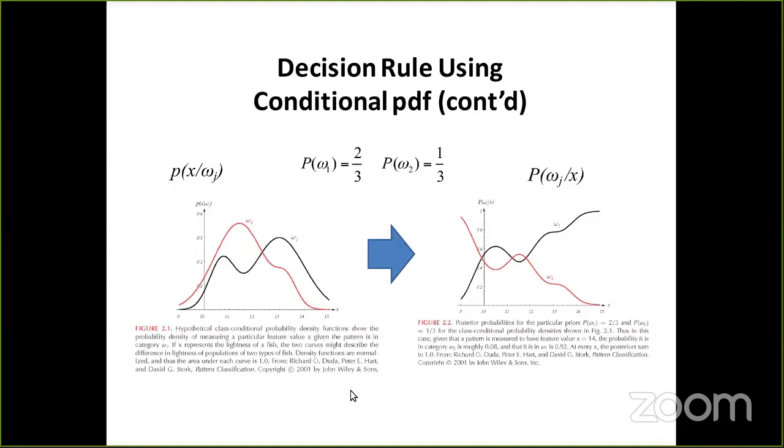All right, now let's look at some example. We already saw these for two distributions. So if omega 1 was the class, then we get this black curve, which shows the distribution of our features.